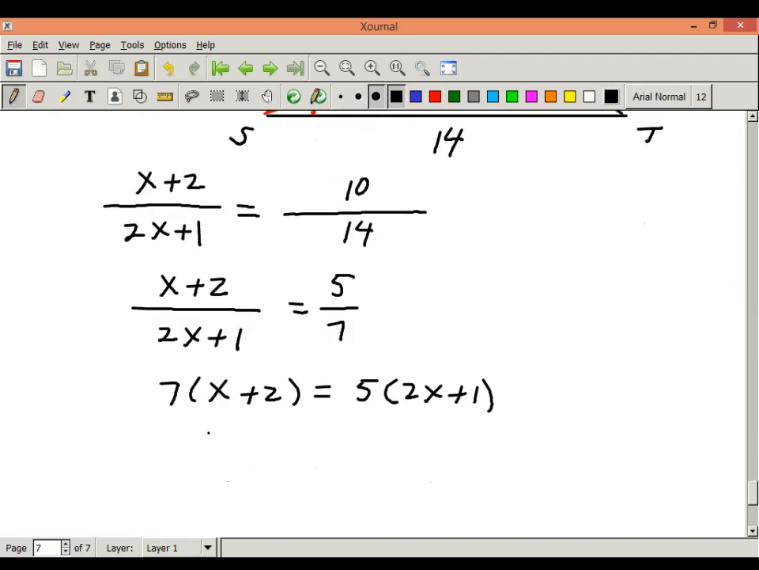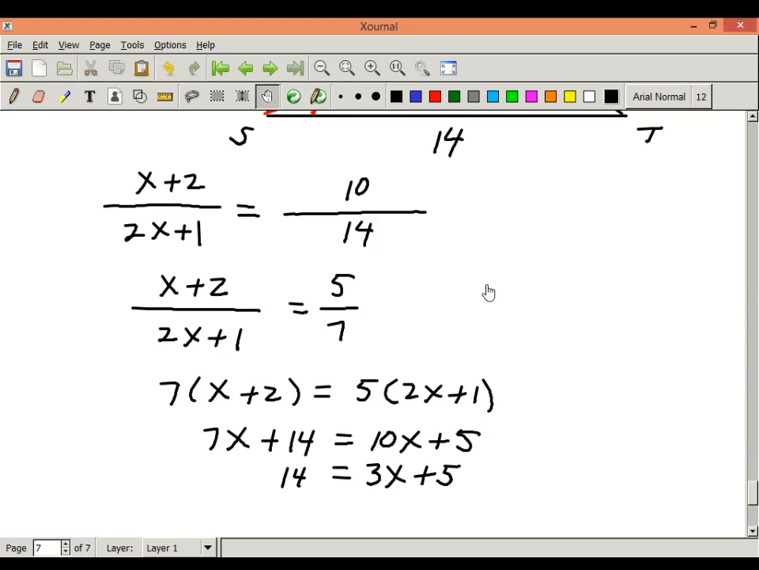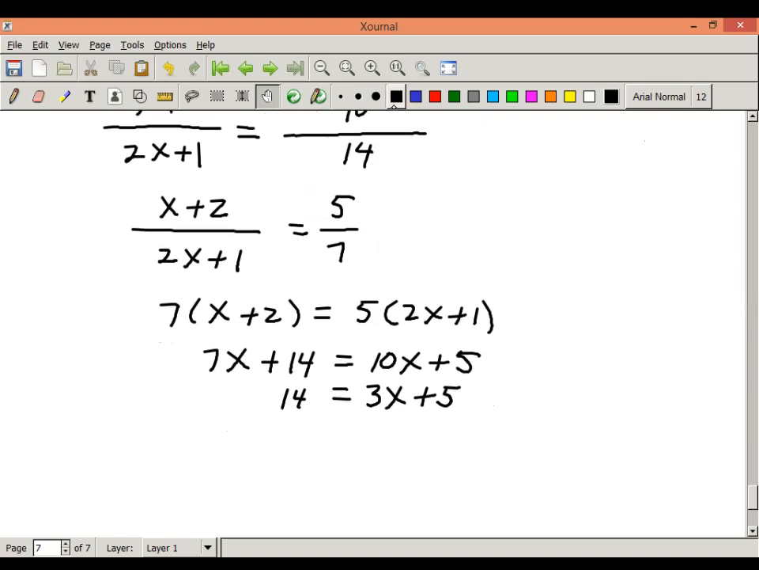Let's do the algebra. So 7x plus 14 is 10x plus 5. 14 is equal to 3x plus 5. Subtract 5, so 9 is equal to 3x. x is 3.